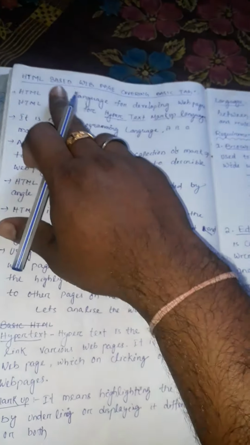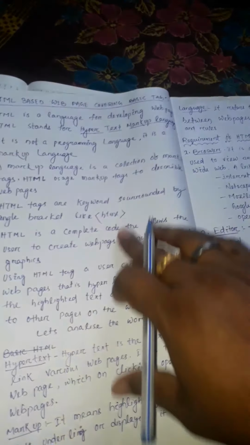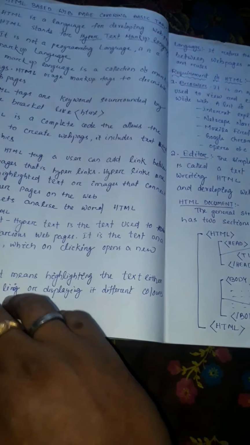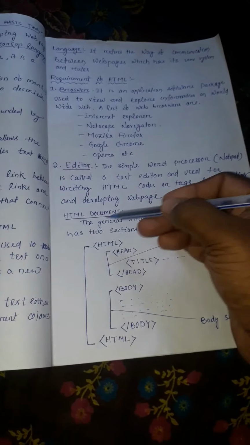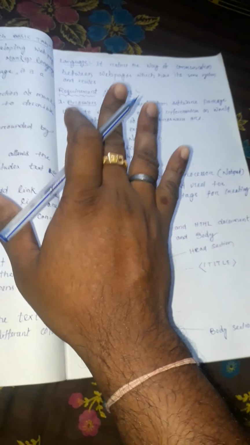See, this is your note. Note: HTML based web page covering basic tags. This is the note, and this is the analysis of the word HTML, hypertext markup language. This is the requirement of HTML, the editor. This is the HTML document. Now your 2-page note is completed.